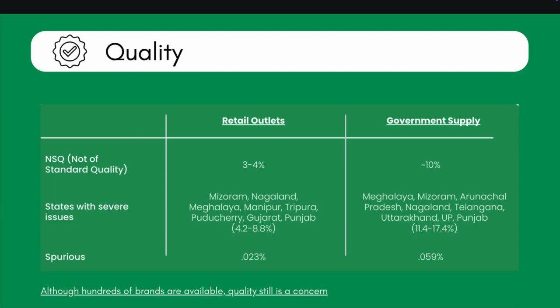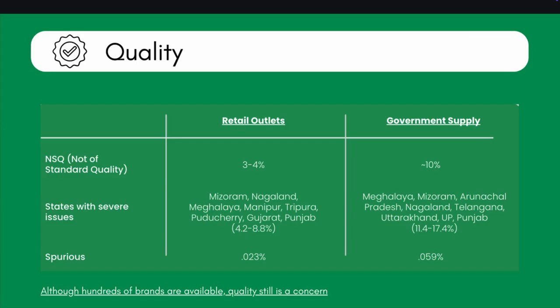So quality. There was a government study done which found that 3 to 5% of drugs found in retail outlets are not of standard quality, and these were the states where the issues were high: Mizoram, Nagaland, Meghalaya, Manipur, Tripura, Puducherry, Gujarat, and Punjab. Okay, and in government supply, the quality was even worse. Around 10% of the drugs were not of standard quality. Most of the top states with bad drug quality were Meghalaya, Mizoram, Arunachal Pradesh, Nagaland, Telangana, Uttarakhand, UP, Punjab.